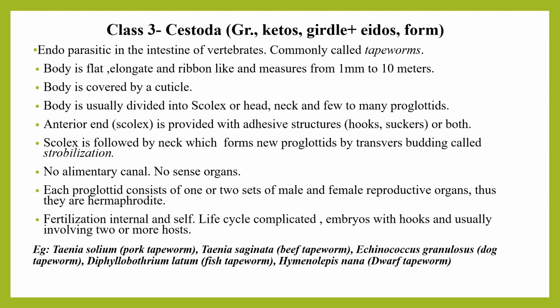The scolex is followed by a neck, which forms new proglottids by transverse budding called strobilization. There is no alimentary canal and no sense organs. Each proglottid consists of one or two sets of male and female reproductive organs, thus they are hermaphrodite. The fertilization is internal and self-fertilization, and the life cycle is complicated. The embryos with hooks usually involve two or more hosts. Examples: Taenia solium, the pork tapeworm; Taenia saginata, the beef tapeworm; Echinococcus granulosus, the dog tapeworm; Diphyllobothrium latum, the fish tapeworm; and Hymenolepis nana, the dwarf tapeworm.